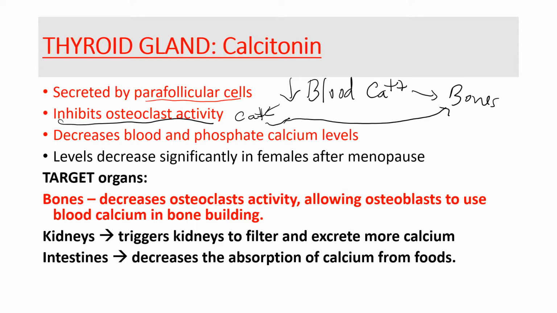Calcitonin also decreases blood calcium levels by having an effect on kidneys, causing an increase in calcium excretion. So the kidneys are going to lose calcium, blood calcium, in the urine, and it's going to cause a decrease in the production of vitamin D by the kidneys. The overall effect will again be a lowering of blood calcium levels.